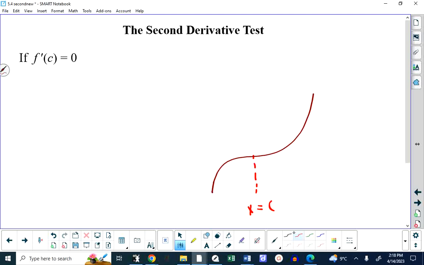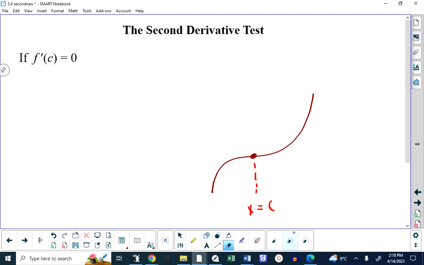Can you answer this question for me? That's not a max min, but the first derivative is 0. What is the concavity at that point? Is the concavity positive or negative? In other words, is it concave up at this point or concave down at this point? Neither. It's neither. That's the definition of an inflection point, right?